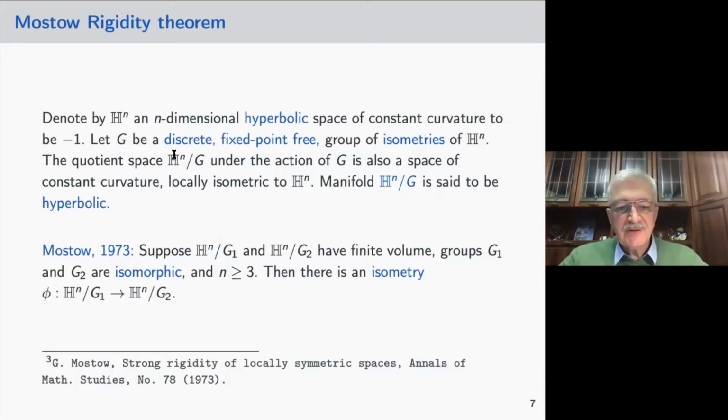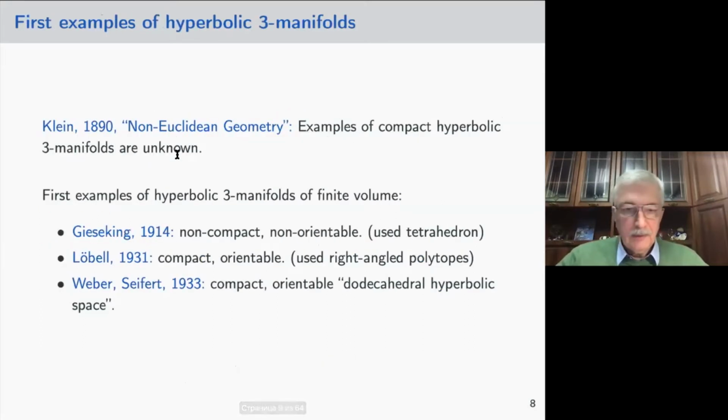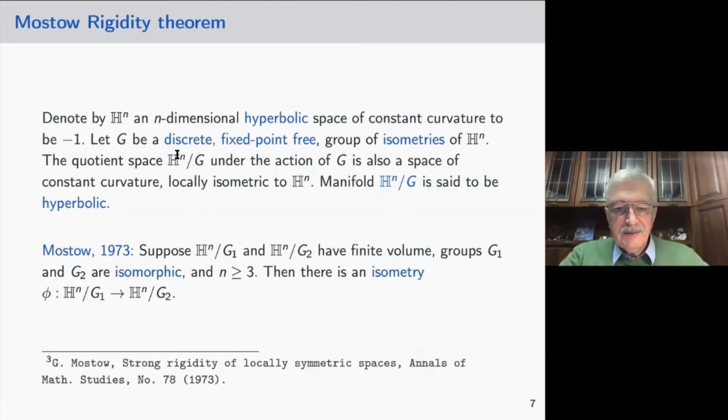So we can consider the quotient space under this group action. And since we consider isometries, the quotient space will also get a constant curvature metric, and will be locally isometric to hyperbolic space. And we obtain a manifold since we act without fixed points. And the quotient space we will call a hyperbolic manifold. So hyperbolic usually means that you obtain it as the quotient of a discrete group action on hyperbolic space.